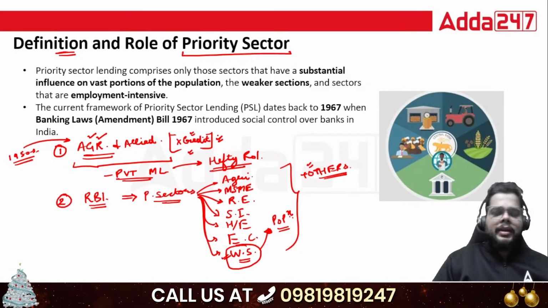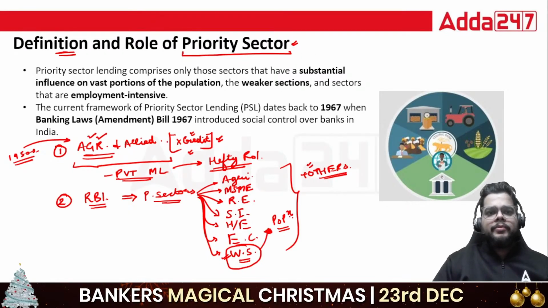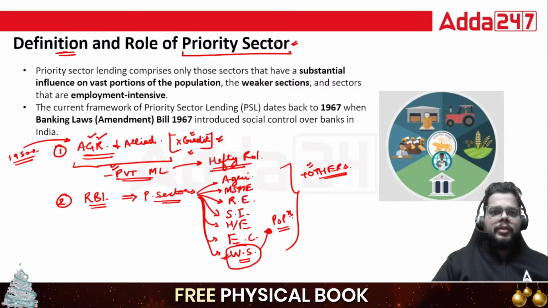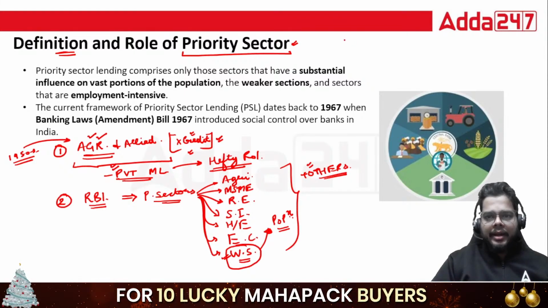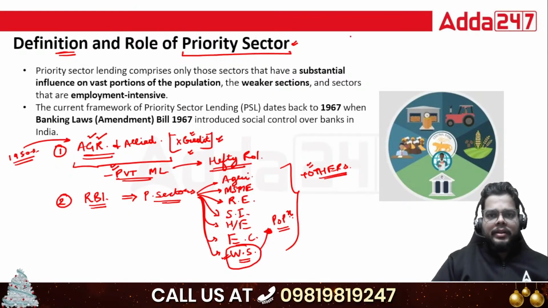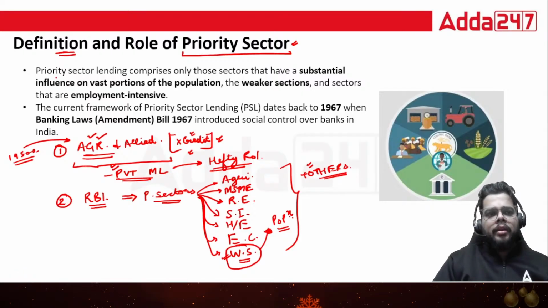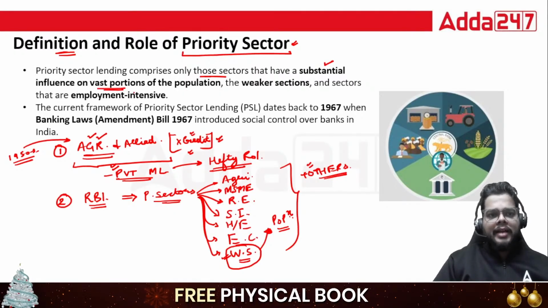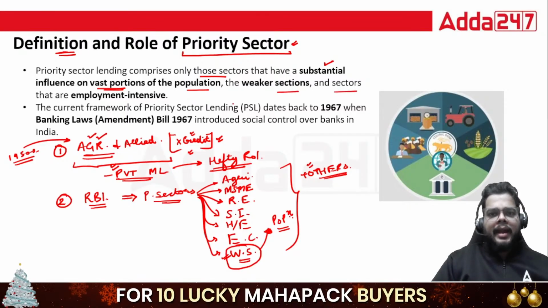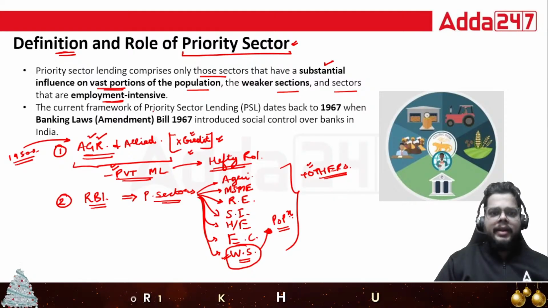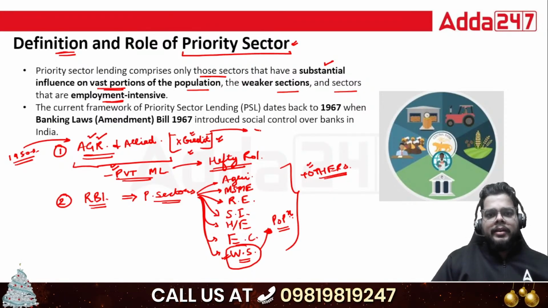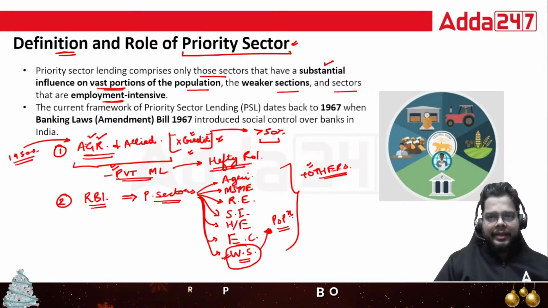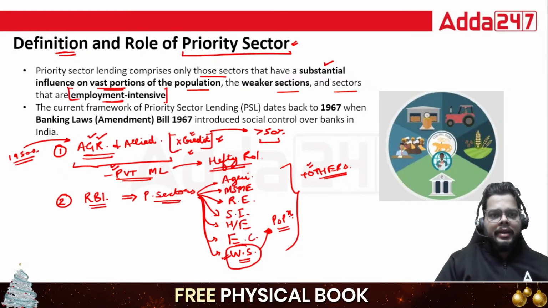Okay, so ultimately when we talk about the idea of priority sector, it stems from the exploitation by private money lenders, and culminating this particular idea into institutional credit is what the RBI has done over the past 50 years. Fine. So priority sector lending comprises only those sectors that have substantial influence on a vast proportion of the population, the weaker sections, and sectors that are employment intensive. You will find that even today in 2025, more than 50% of our working population is working in the agricultural sector. That is the reason why we say employment intensive sector.